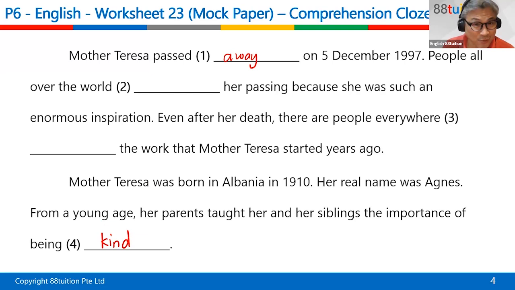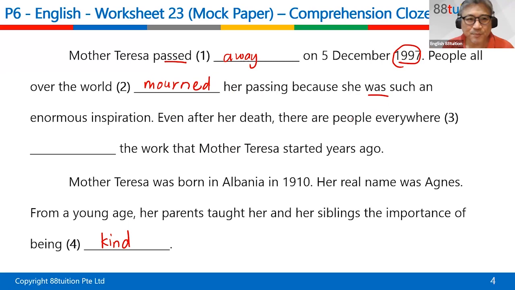So maybe you have the text with you, or you have looked at the exercise before the session. So that's good. There are people all over the world miss passing. It can't be missed passing. It should be mourn passing, M-O-U-R, and mourned. And it should be past tense, because it's passed away. She was, and it's in the past, 1997, when she passed away.